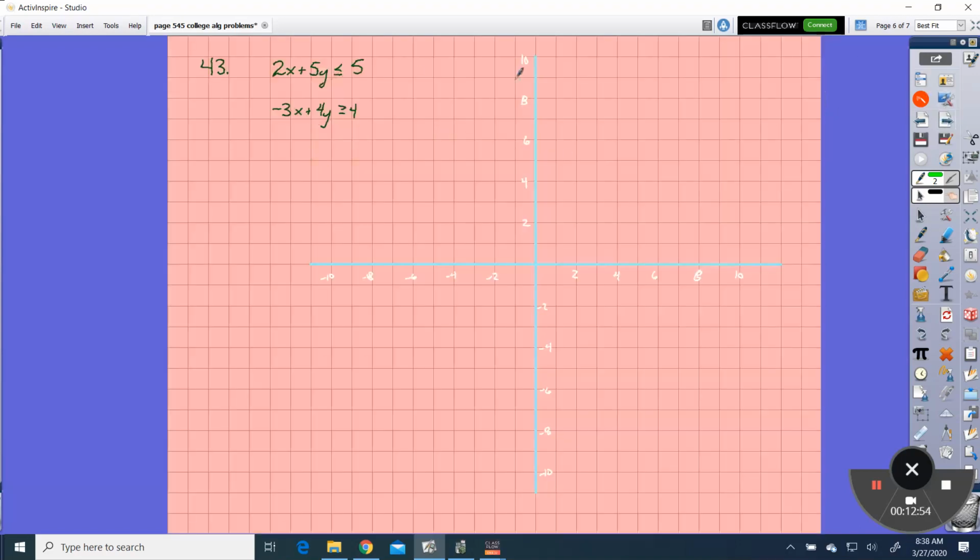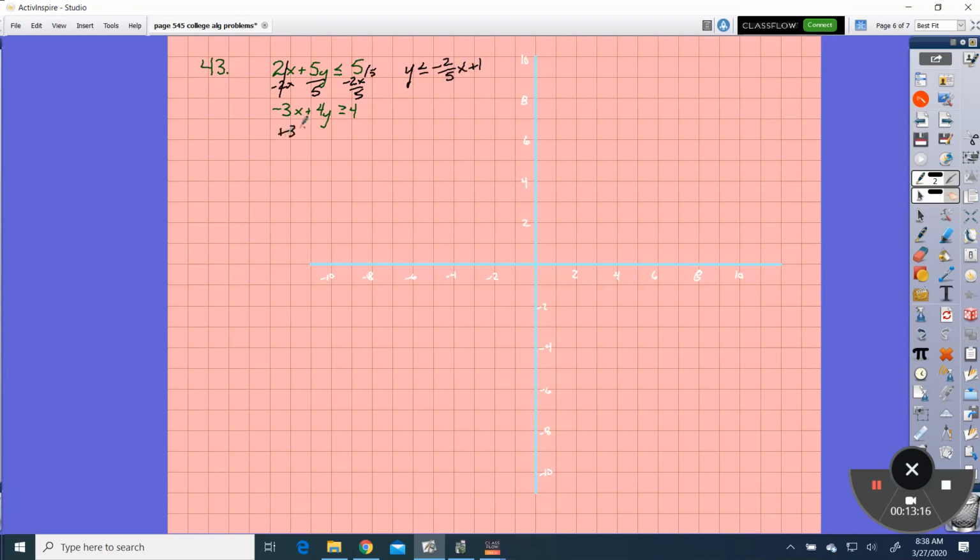All right, this next one, we have two equations. We need to solve for y on each of these, so I'm going to minus the 2x over here. So those are gone, and then I'm going to divide everything by 5. So I now have y is less than negative 2/5 x plus 1, because 5 divided by 5 is 1.